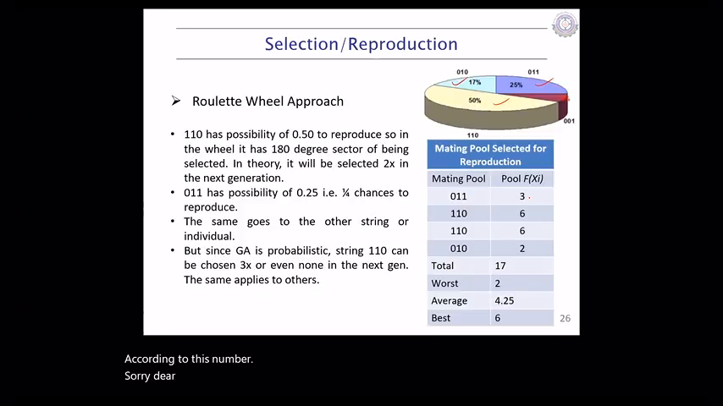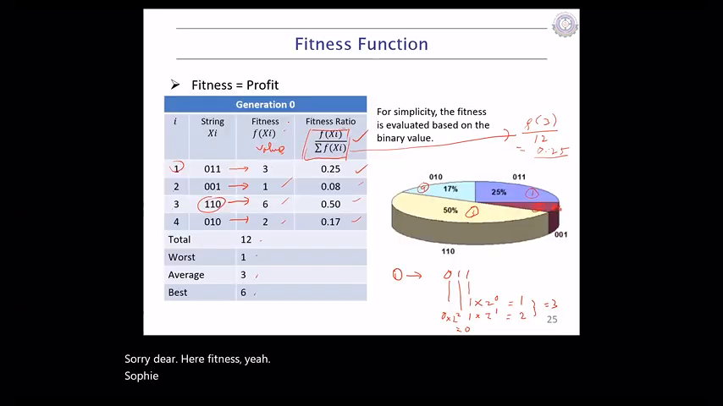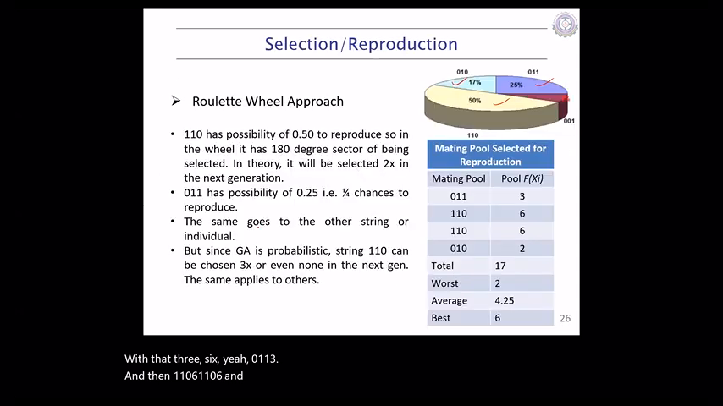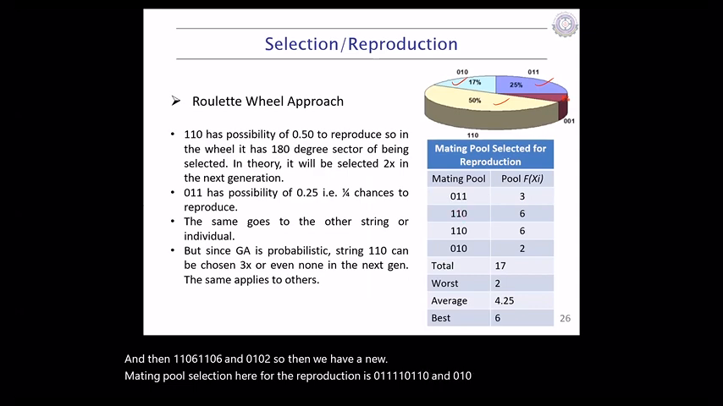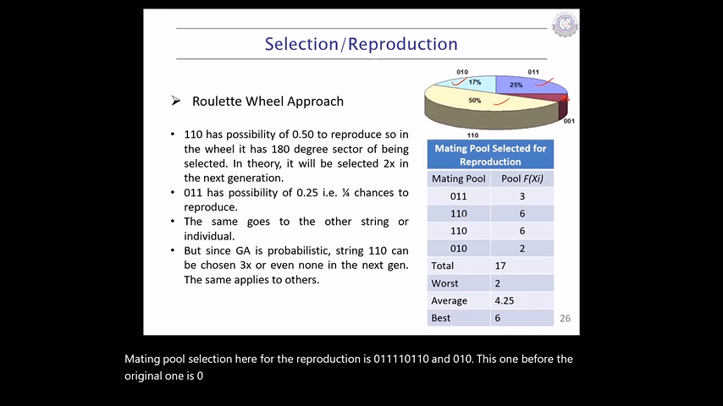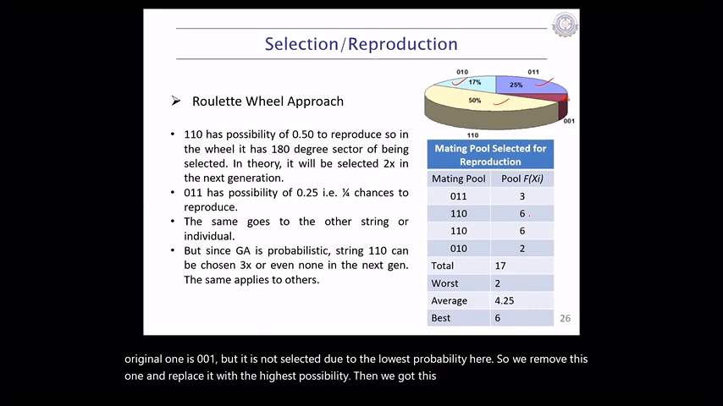Here the fitness values are 3, 6, 3 and 2 for 011, 110, 110 and 010. Then we have a new mating pool selection for the reproduction: 011, 110, 110, and 010. The original one, 001, is not selected due to its lowest probability, so we remove it and replace it with the highest one. Then we got this number, right?